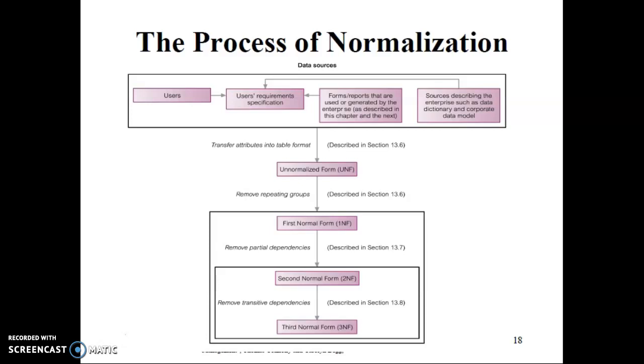Normalization is a formal technique for analyzing tables or relations based on their primary key or candidate keys and functional dependencies. This technique involves a series of rules that can be used to test and analyze the tables. It involves a set of rules, a set of steps, like you are seeing in this diagram.